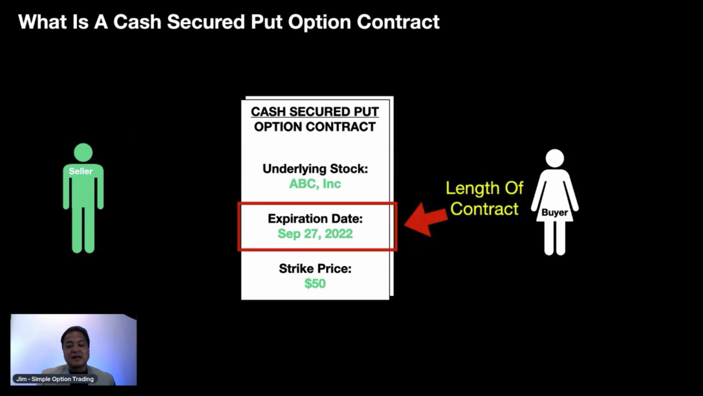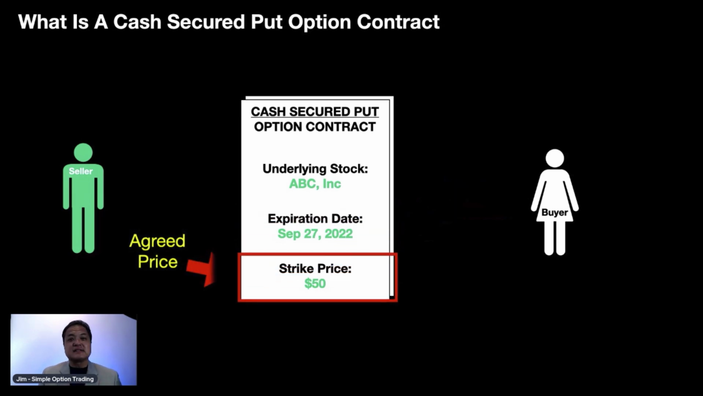Now, it's got an expiration date to it, so it tells you how long that option contract is good for. And it starts at the time that the buyer and seller agree to the terms and conditions of the contract until the expiration date. So that could be a month, or a week, or a year. Between the buyer and seller, they decide how long they want that expiration date to be, and that's explicitly specified in the option contract.